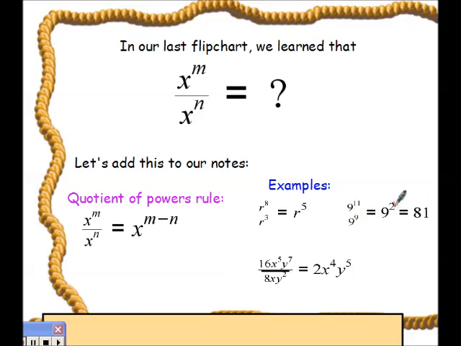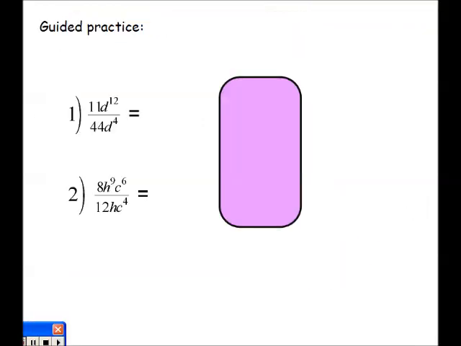Now this last problem, notice the 16 and 8 are not powers. The 16 and 8 are just regular numbers. 16 divided by 8 is 2. And then x to the 5th divided by x to the 1 equals x to the 4th. And y to the 7th divided by y to the 2nd is y to the 5th. This is my answer. Go ahead and try to work number 1. Press pause, and then come back when you're ready.